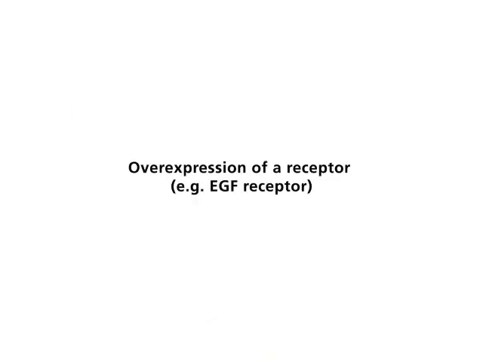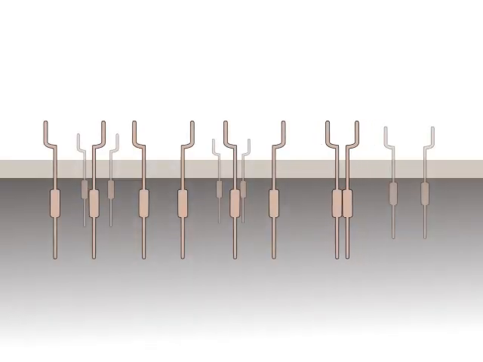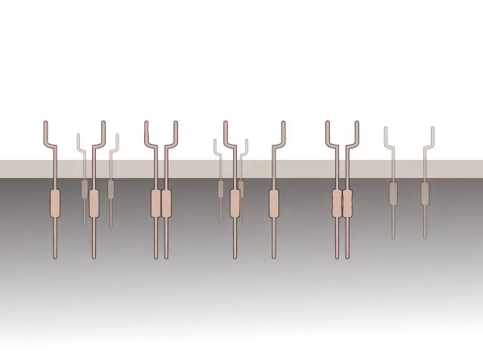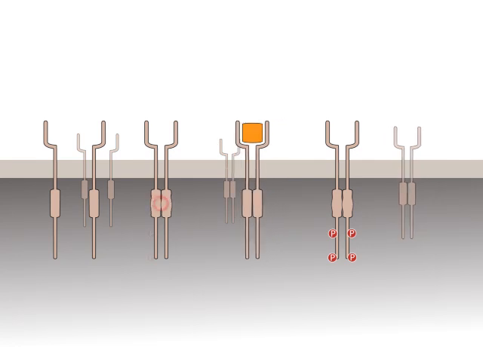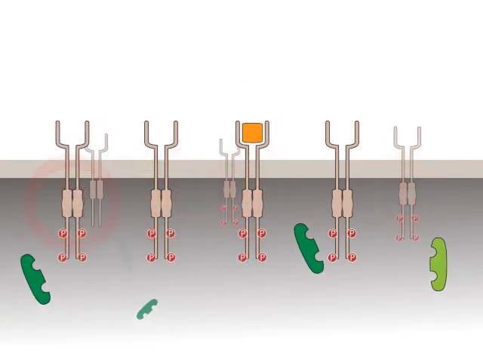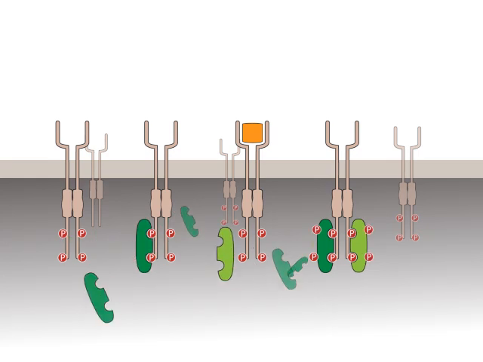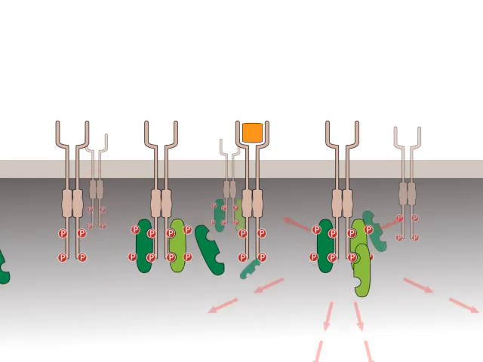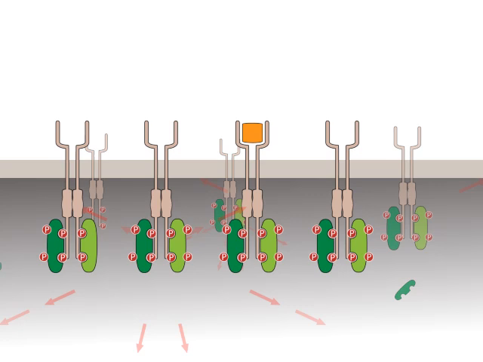Overexpression of a receptor, for example, EGF receptor. Due to the amplification or dysregulation of receptor genes, the density of receptor monomers in the plasma membrane increases. The receptors dimerize spontaneously, independent of ligand binding, leading to inappropriate signaling.